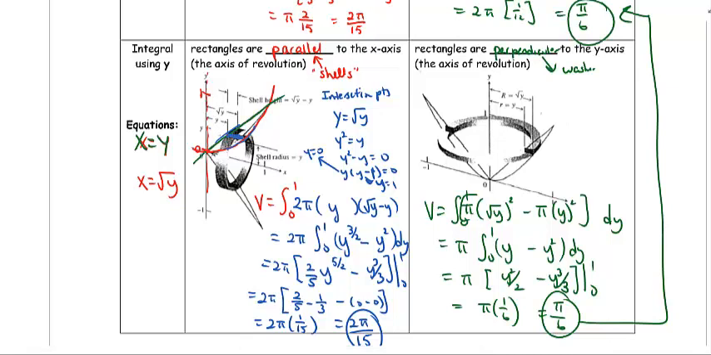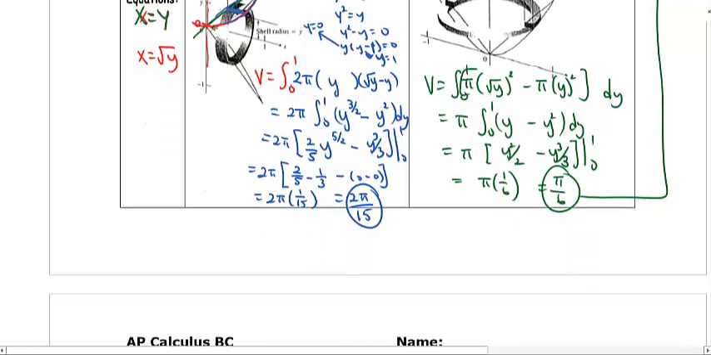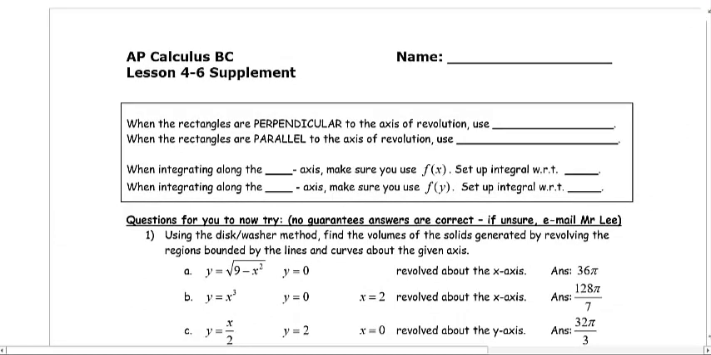And once again, you have to decide which way is best for you, but look, the washer method and the cylindrical shell method can be used interchangeably depending on what you have in terms of your dy or dx. Okay? So finally, just to summarize this here, when rectangles are perpendicular to the axis of revolution, we use the disk or the washer method. And remember the nice new word I created for you, perpendicular. And when rectangles are parallel to the axis of revolution, you use cylindrical shells.